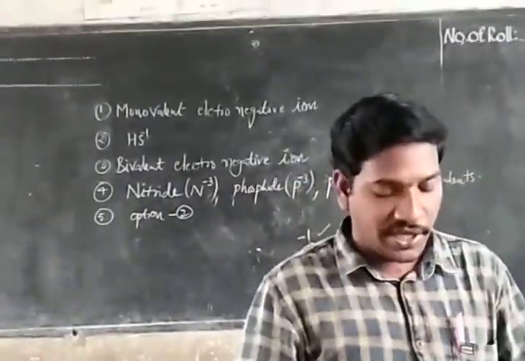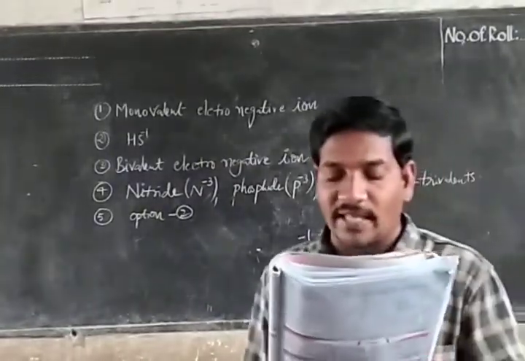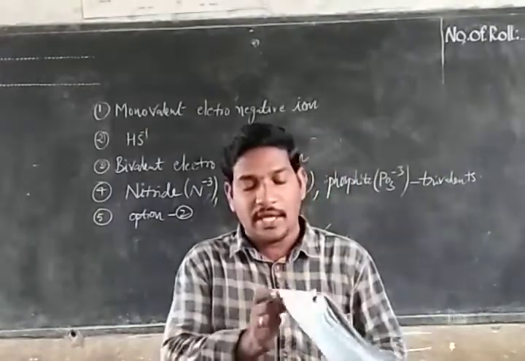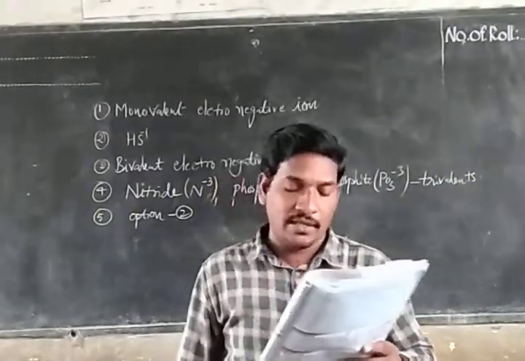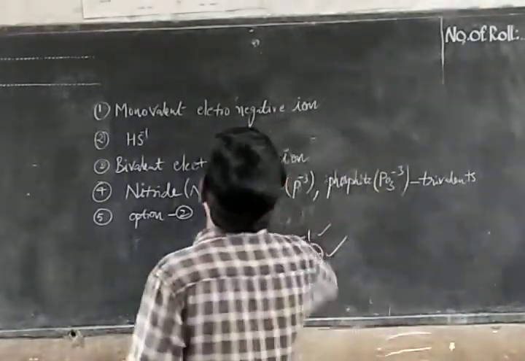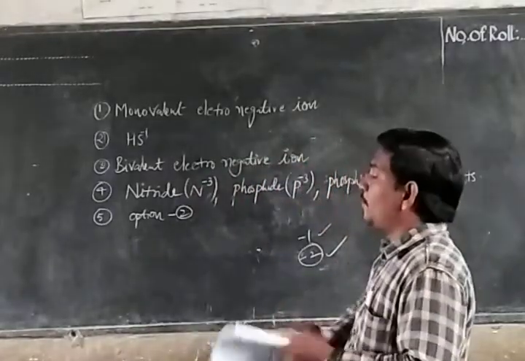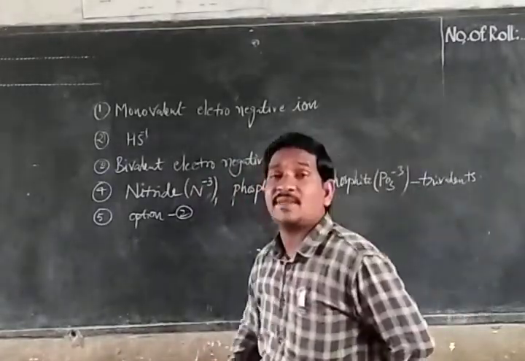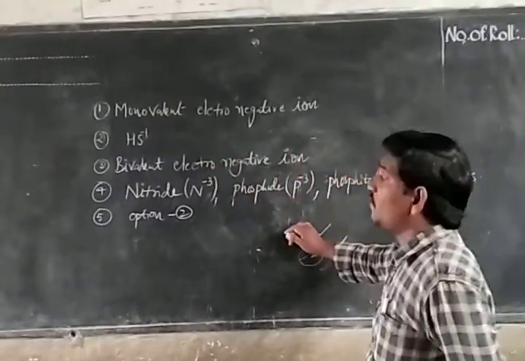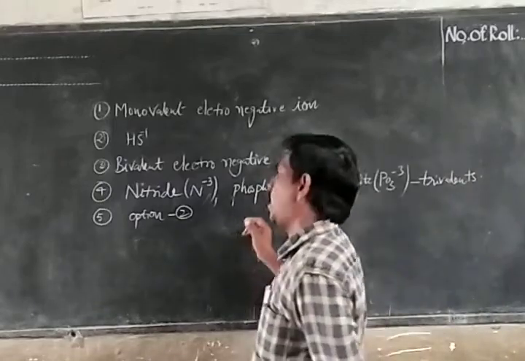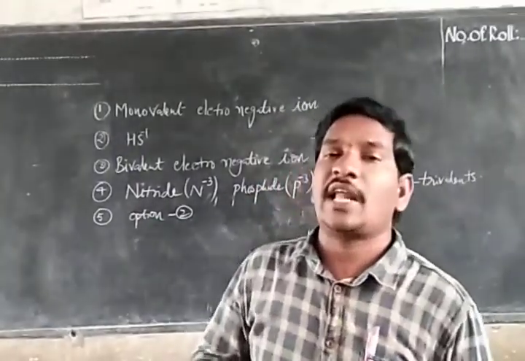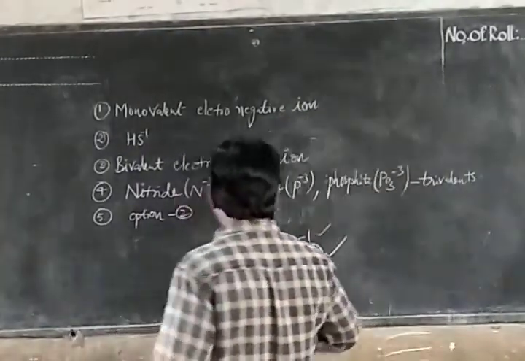Now comprehension time. An ion or radical formed by the acceptance of one electron is called a monovalent electronegative ion or radical. By acceptance of two electrons, it is called bivalent electronegative ion. By acceptance of three electrons, it is trivalent electronegative ion.